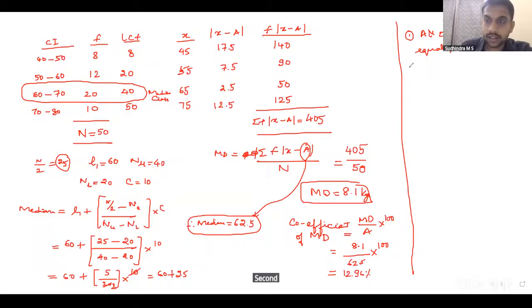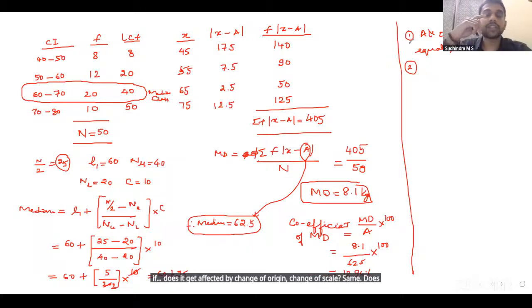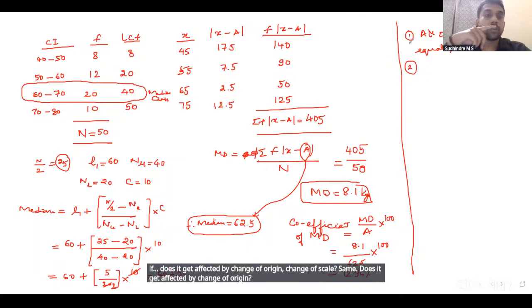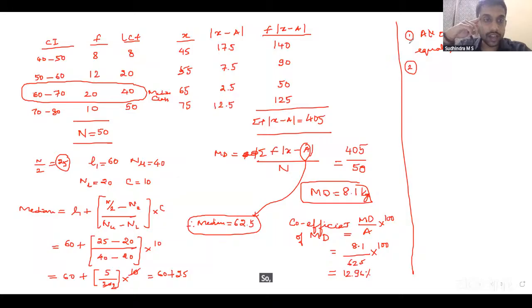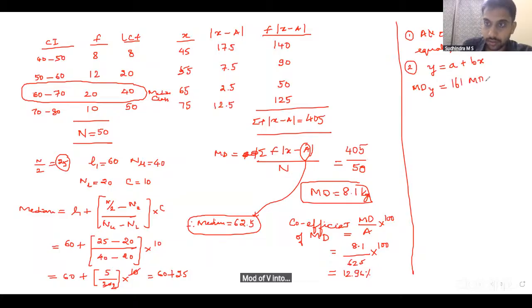What is the second property? Does it get affected by change of origin? No. Does it get affected by change of scale? Yes. So if y is equal to a plus b into x, mean deviation of y will be modulus of b into mean deviation of x.